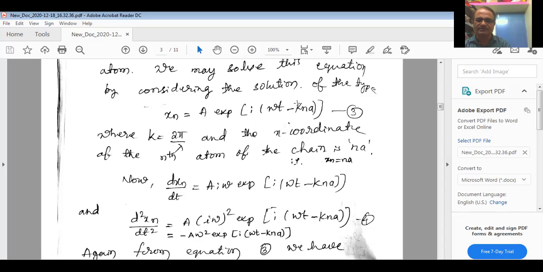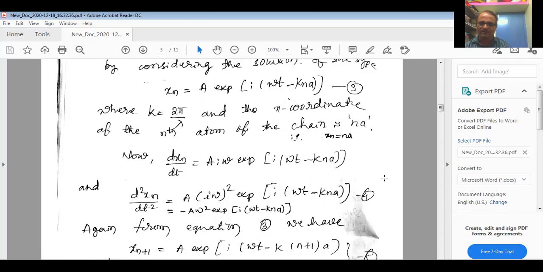So this is the solution of the expression 2, where a is the amplitude, and it is also actually a wave equation. It gives the displacement of the wave, where k is equal to 2 pi by lambda, as explained in the last class. It is the wave vector or the propagation vector, and the x coordinate of the nth atom of the chain is n into a. That is, xn is equal to n into a, because we have considered a one dimensional chain of n atoms. It contains n number of atoms.